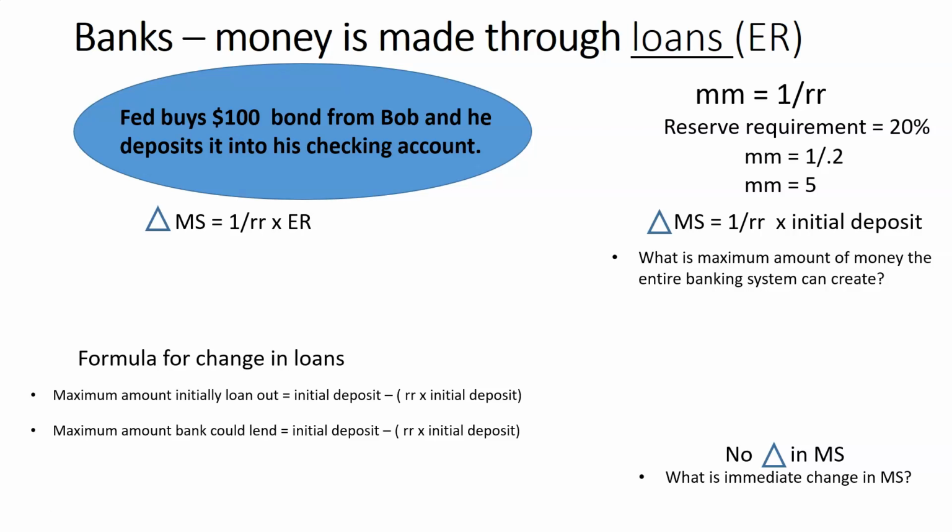The next question is, what is the maximum change in the money supply from the Fed's actions? So the maximum change in the money supply, because none of it has to be put into the required reserves, remember they will give the $100 and that then will go in. And so that's 1 over the reserve requirement times the initial deposit.